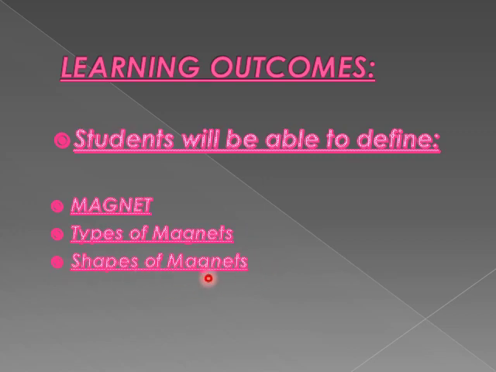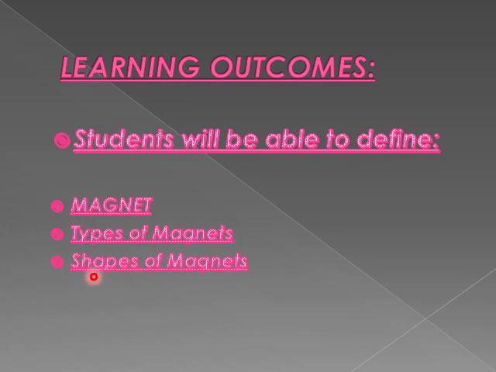And alnico magnets are the most powerful, and they are made of aluminium, nickel, and cobalt mixed with steel. So there are two types of magnets. One is natural magnets and the second is artificial magnets.